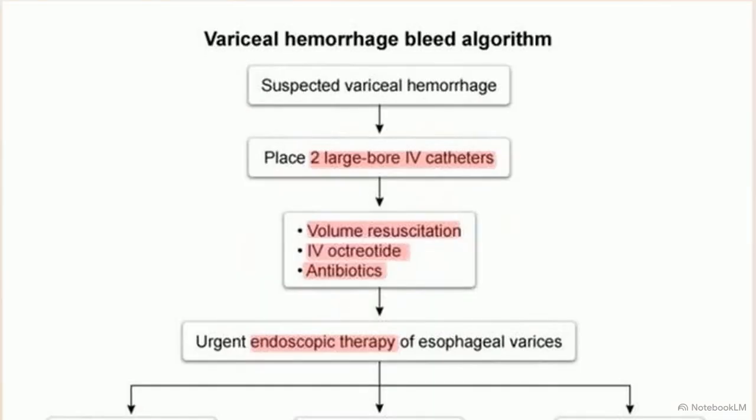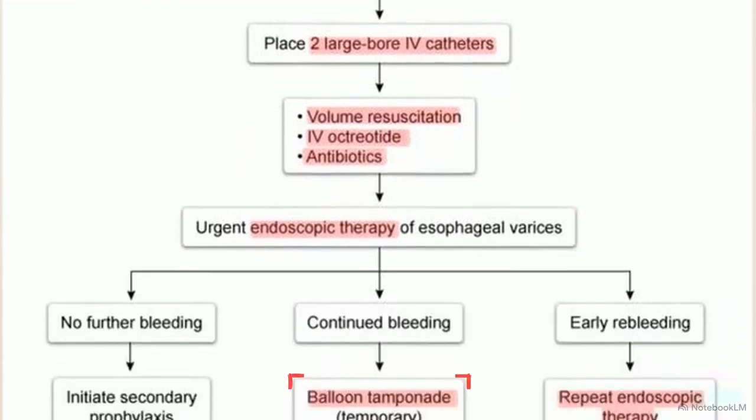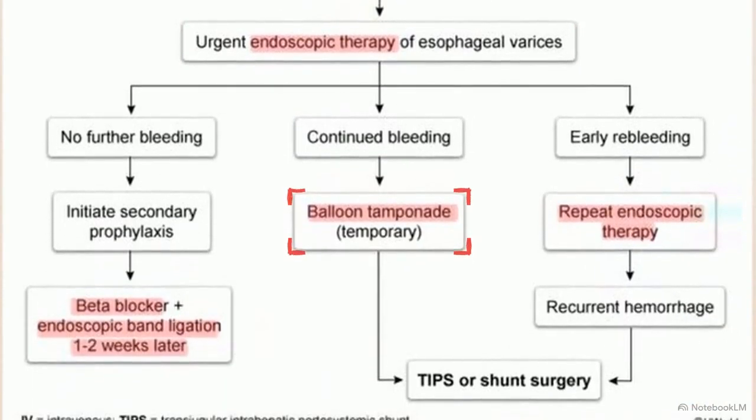This algorithm details the variceal hemorrhage sequence. You secure 2 large-bore IVs for volume resuscitation, administer octreotide and antibiotics, and attempt urgent endoscopic therapy. If the bleeding continues, you deploy balloon tamponade as a temporary bridge while awaiting a TIPS procedure.